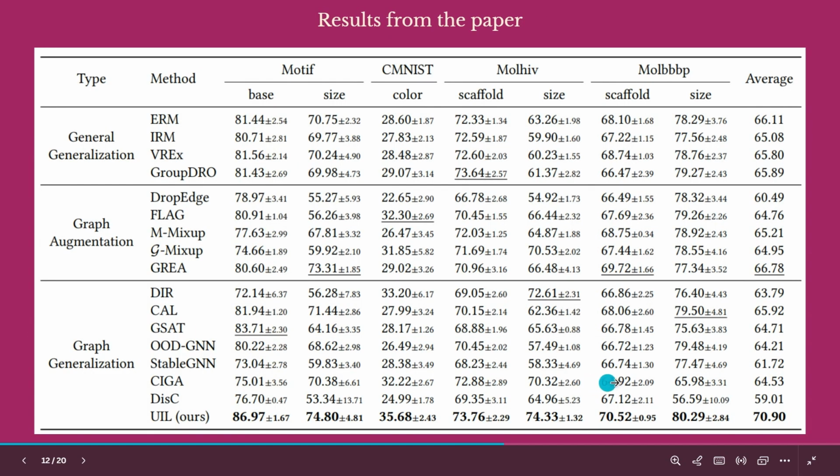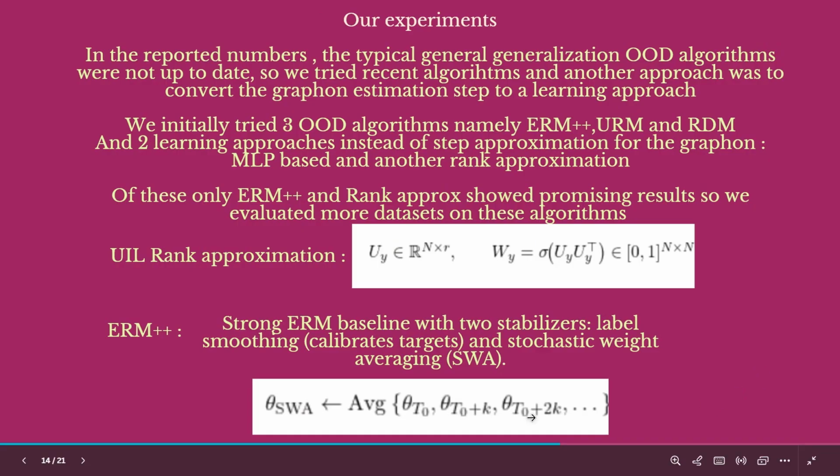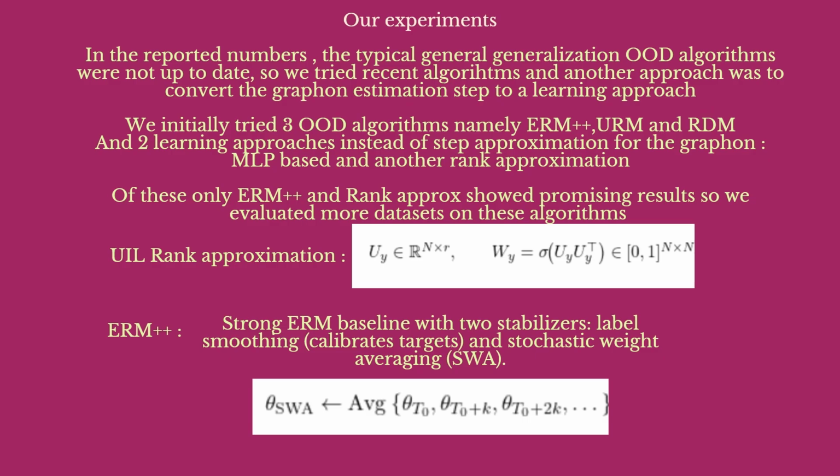These are the results. It can be seen that UIL performs better on average than all the existing algorithms. Ansh will take it from here. So now let's look at our experiments. The motivation was that our reported OOD baselines were outdated, so we retested with stronger algorithms and made graphon estimations learnable.